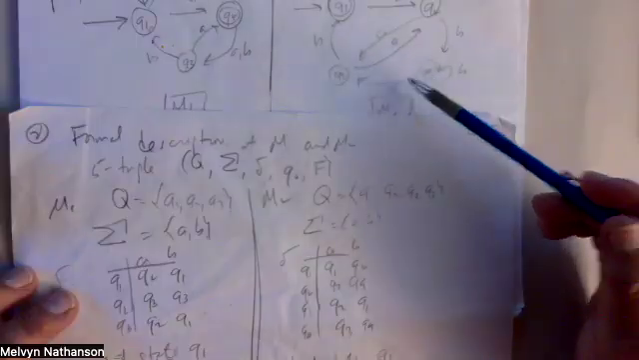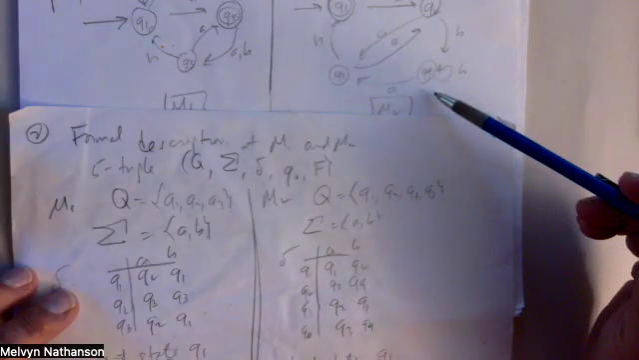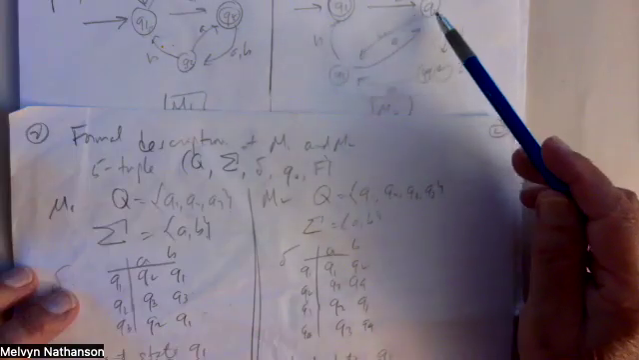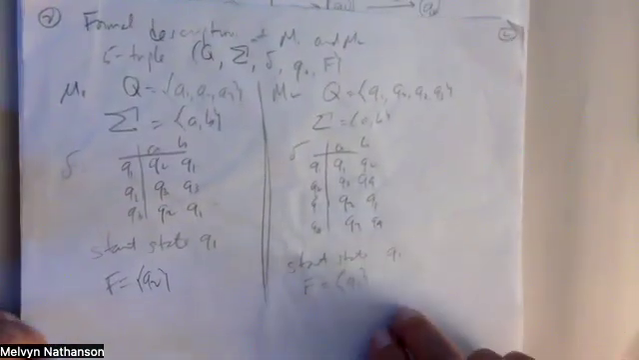And in state Q4, A sends you to Q3 and B keeps you at Q4. The start state is Q1, the accept state is also Q1. So this is the formal description of these machines.